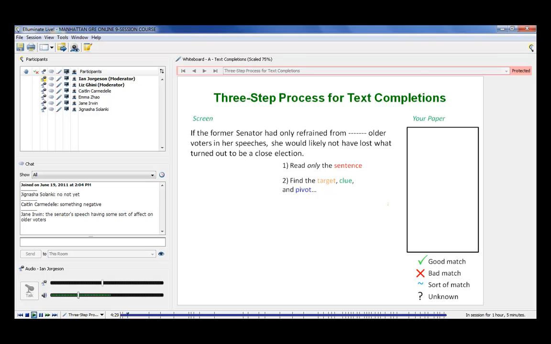Okay, so Jane's got it. Yeah, the senator's speech having some sort of an effect on the older voters. So I would say the target for this sentence is something about the senator, right? The blank is describing the senator. And Jignasa is giving us malign. We'll get to that in a second, Jignasa. We're just still trying to figure out the different language in here that's important. Okay, how about the clue? What in here tells us what the blank should look like?